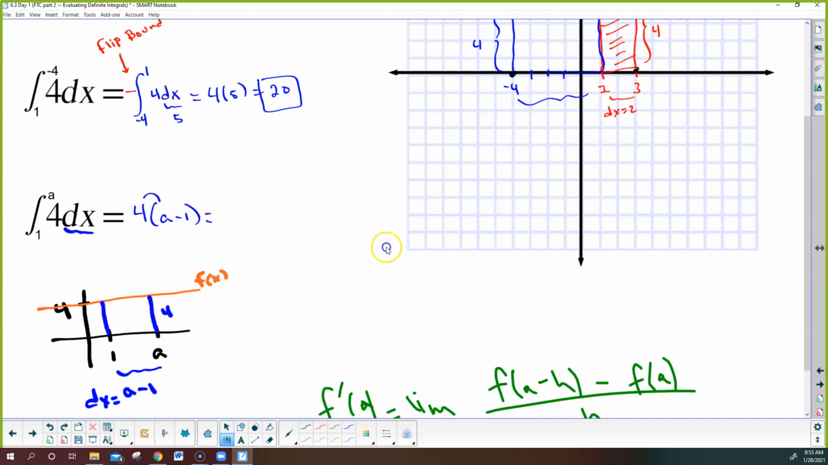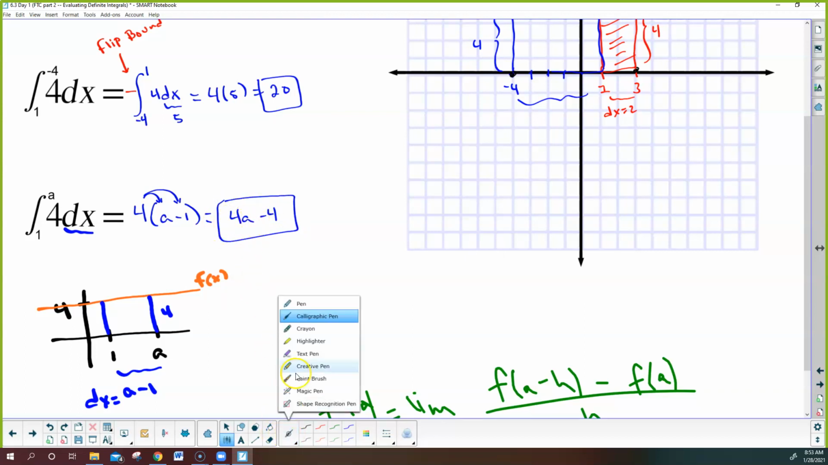Now, just really quick, what if I distributed that and I got 4a minus 4? Okay, there's a connection here. And I want you, maybe you see it, maybe you don't, but there's a connection between the function itself and 4 minus a.